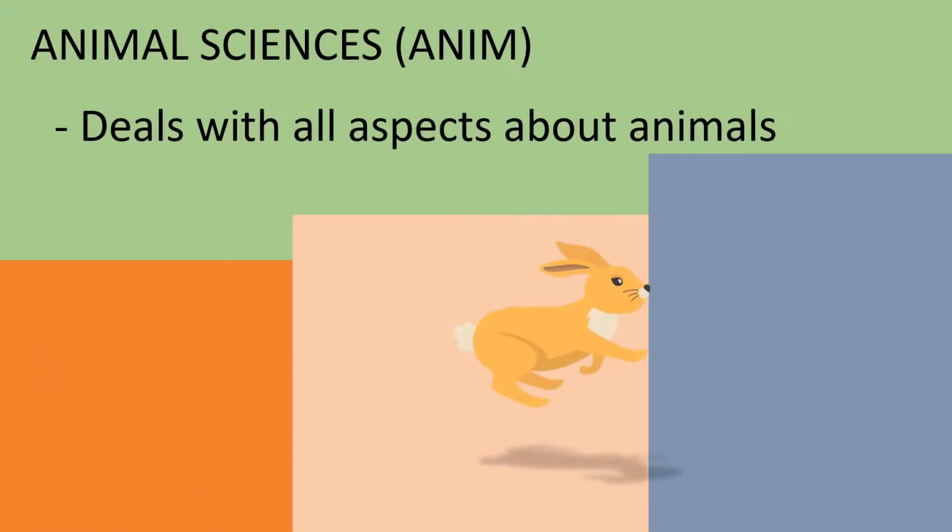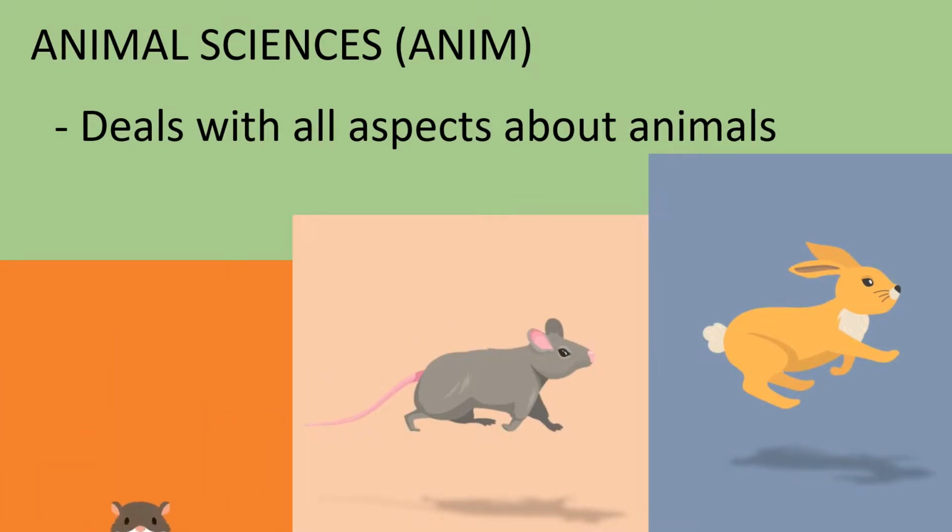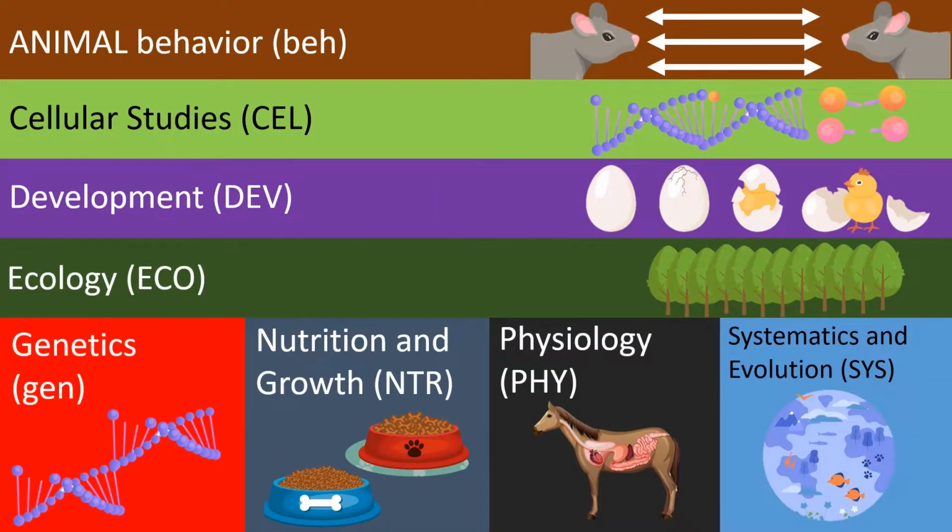The category Animal Sciences includes all aspects of animals' life and their interactions with one another or with their environment. Here are its subcategories. Examples are animal communication, cellular biochemistry, environmental effects on development, and projects relating to gene expression.